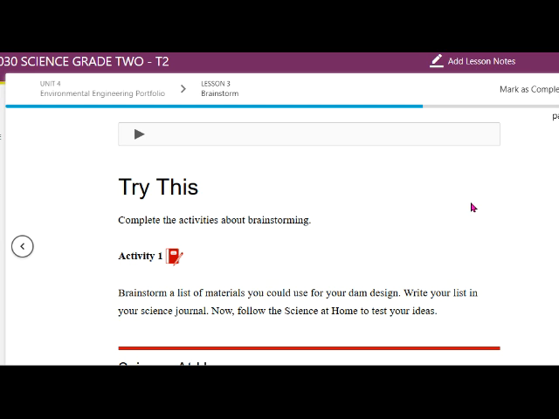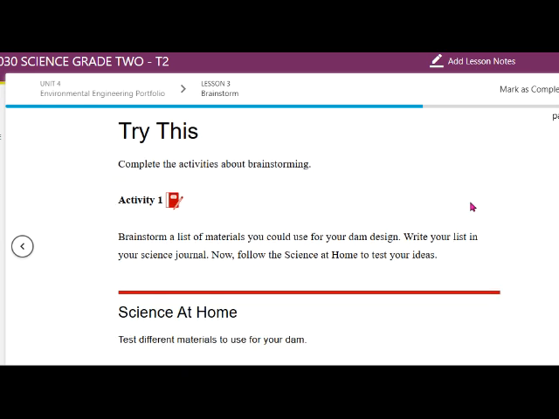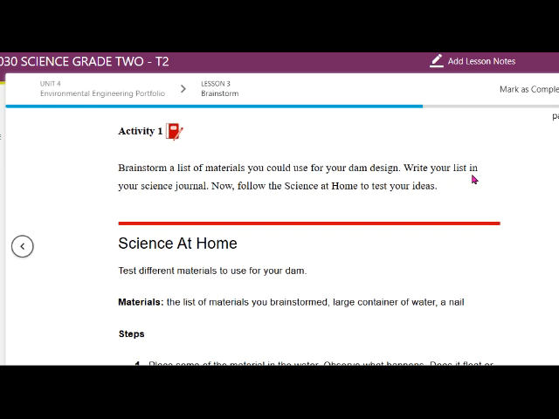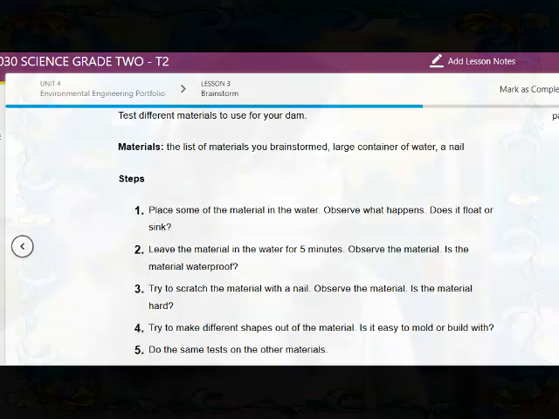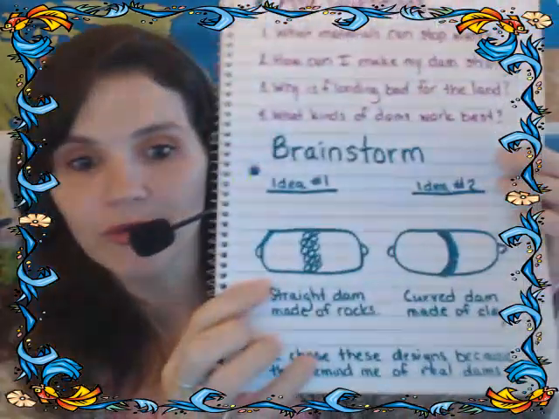Complete these activities about brainstorming. Brainstorm a list of materials you could use for your dam design. Write your list in your science journal. All right, so you can just make a list. You can just add 1, 2, 3, 4, and you can list them out, or you can show them in your picture. So that's what I did in my brainstorming section. I showed them in my pictures.